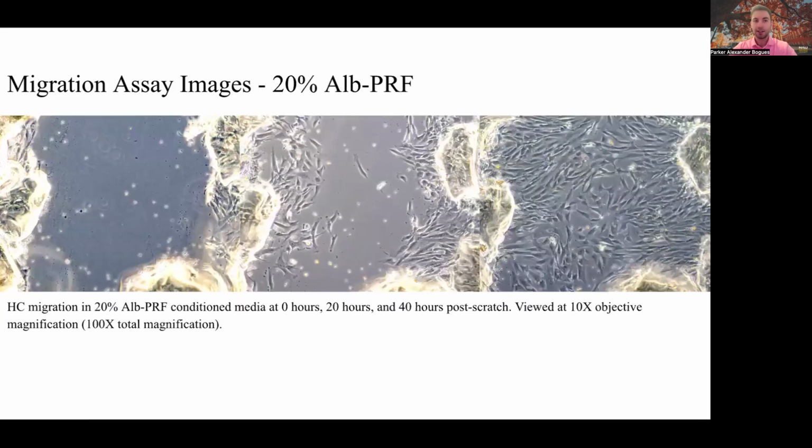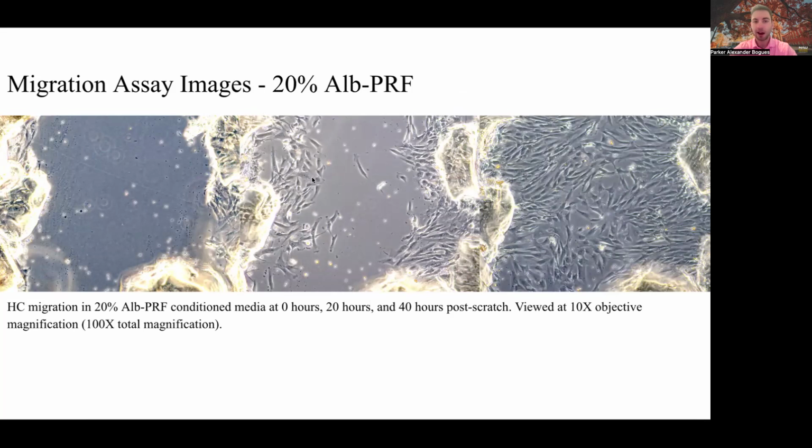Now, the next slide shows the migration assay images for the 20% albumin platelet-rich fibrin. And again, this was determined through the two proliferation assays I conducted. So again, the far left figure here is hour 0. It's a little bit harder to see. You can see these platelet-rich fibrin chunks, and that's these yellow molecules that are floating around. So you can still see there's a huge open space.